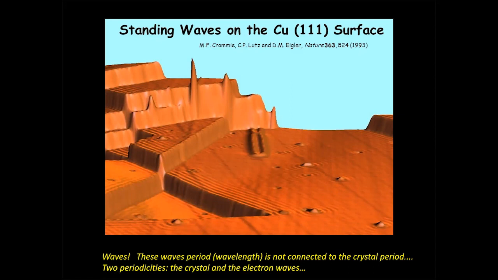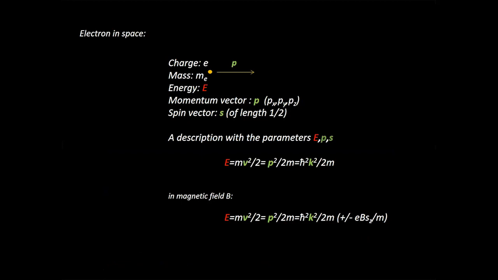Okay, so let's go further with that. Let's start with a simple system where you have an electron in space, and you describe these electrons with some parameters.